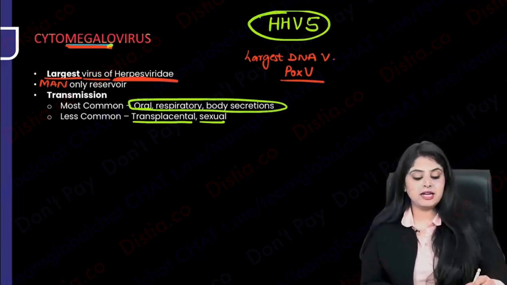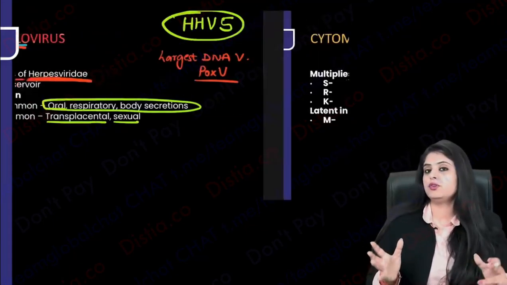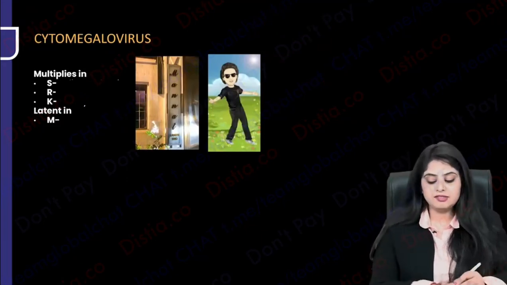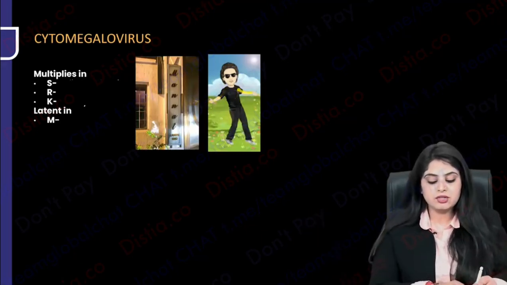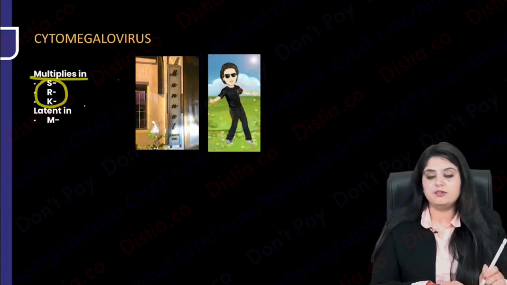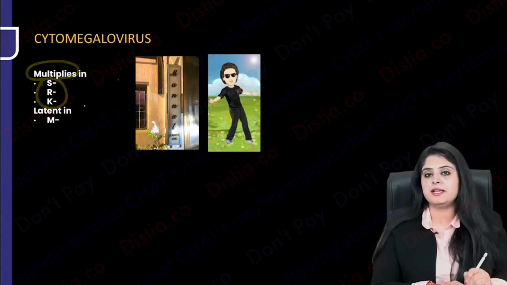Now, cytomegalo, the largest virus, so let's give it some importance: we are going to call it Shah Rukh Khan. Everyone knows Shah Rukh Khan's mega action, so remember cytomegalo is going to have that mega action. So tell me, who is working? Shah Rukh Khan. When he is working, that means he is multiplying.